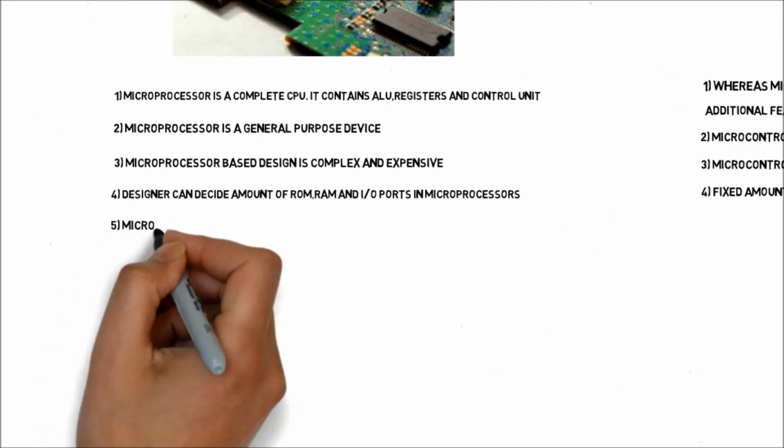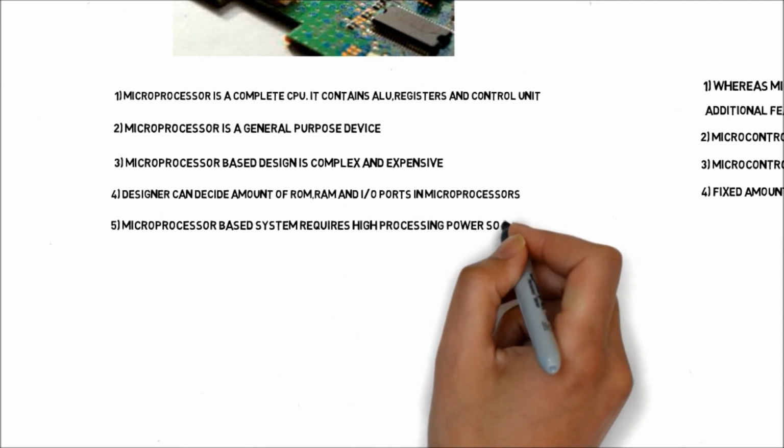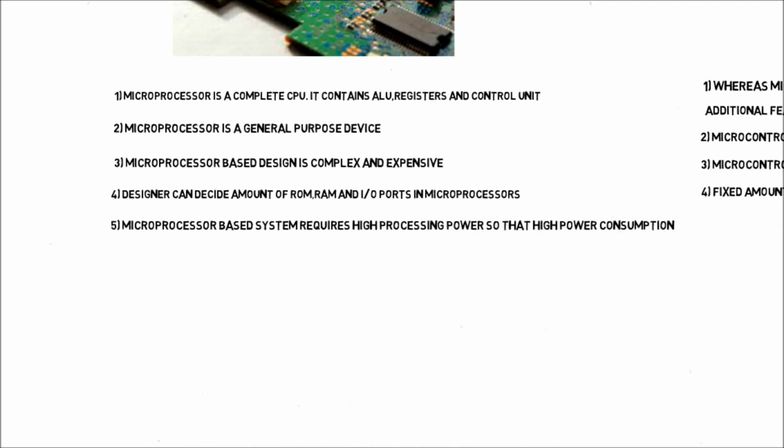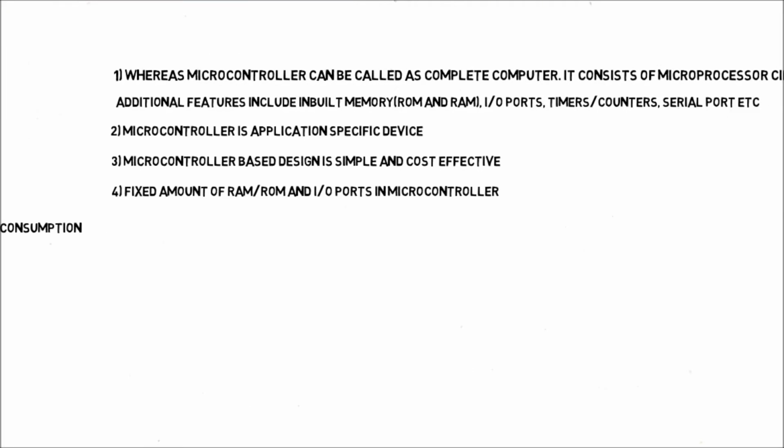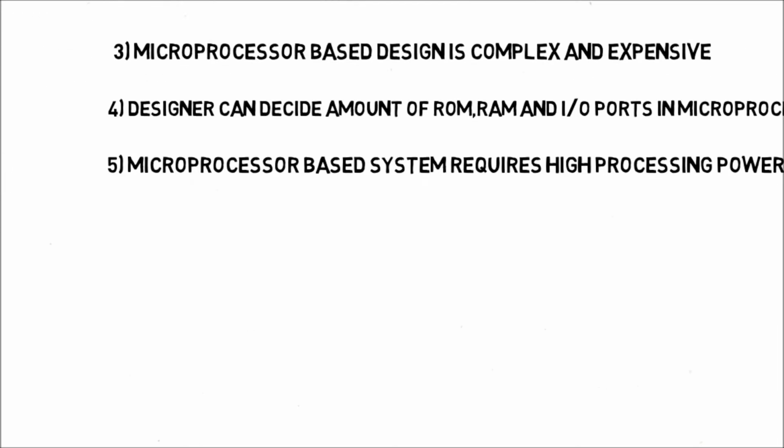Now look at the fifth point. The fifth point is nothing but microprocessor has higher power consumption because it has high processing power, because you are connecting so many external ICs. So overall the design will have a huge processing power. So the power consumption will be very high. Whereas in microcontroller, it is going to be very low power consumption because of low processing power.